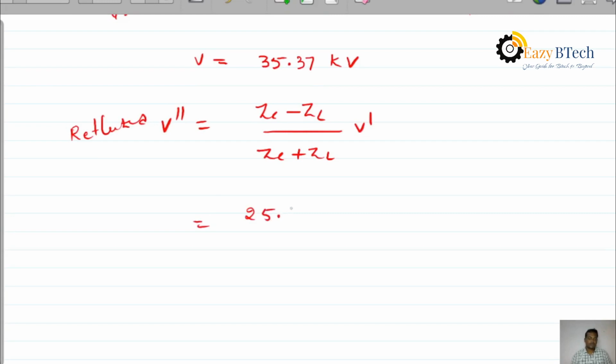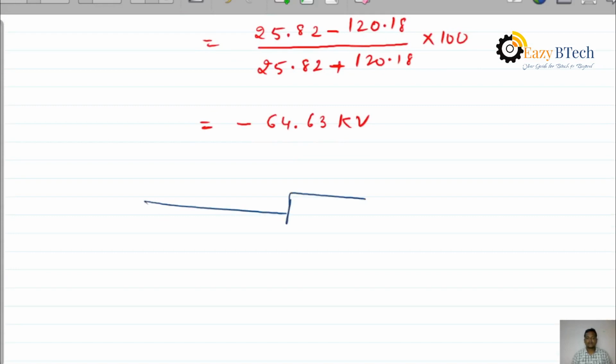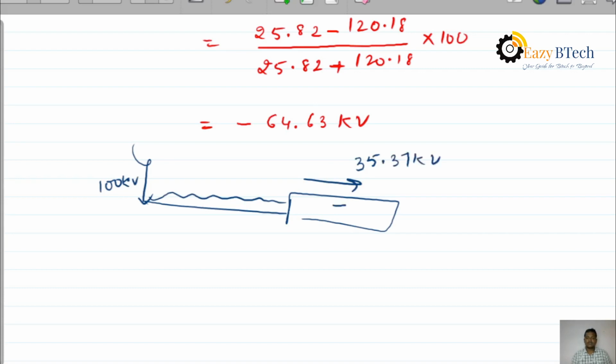It is (25.82 minus 120.18) divided by (25.82 plus 120.18) into 100 kV. You get minus 64.63 kV. Okay, the line is connected to a cable. If 100 kV is traveling through the line, 35.37 kV is transmitted through the cable, and the remaining waveform, minus 64.63 kV, is reflected back. Together it is 100 kV. This is the values you get for this case.